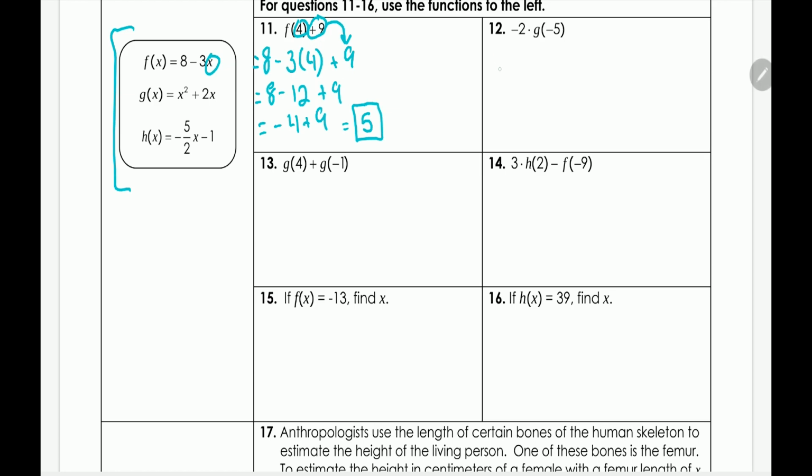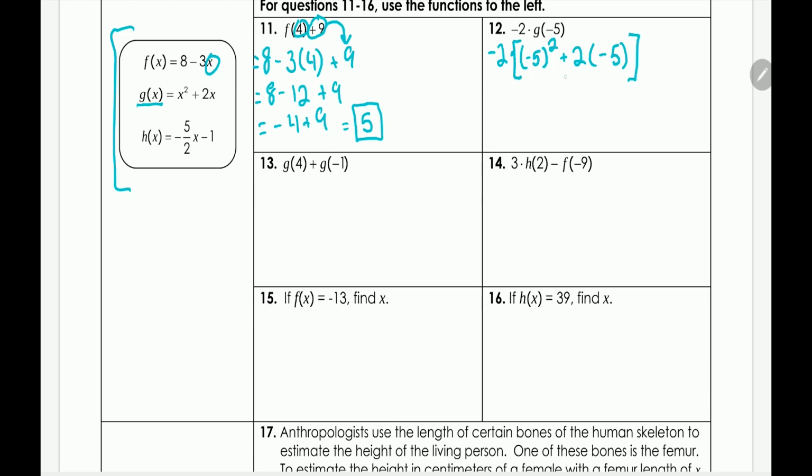Number 12. We have negative 2 multiplied by g of negative 5. So we have negative 2 multiplied by g of negative 5. We can replace with the function. So g of x is equal to x squared plus 2x. We're going to change the x's into negative 5's. So we have negative 5 squared plus 2 times negative 5. And this whole thing is being multiplied by negative 2. So this is the problem that we have to solve now.